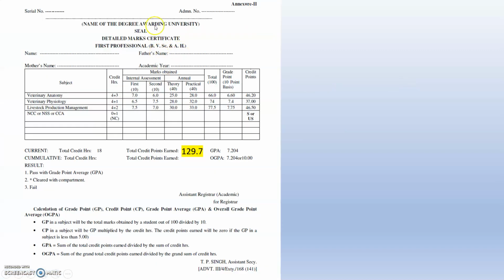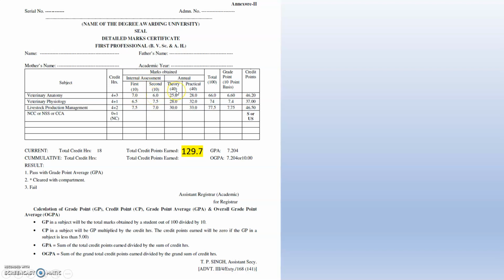So this is actually a sample of how they will be preparing OGPA. Let us see. This is veterinary anatomy, physiology, and LPM, and this is the non-credit course, which you should always get satisfactory for a pass. So 4 plus 3 credit hours, 4 plus 1, 4 plus 2. So this is the internal assessment. They have taken only 2. So out of 10, it has got 7. Out of 10, they have got 6.